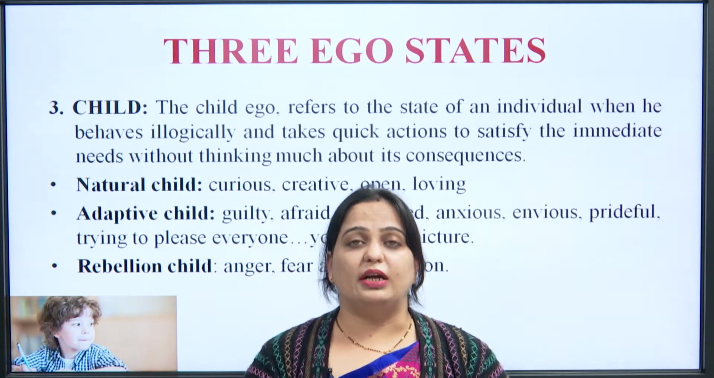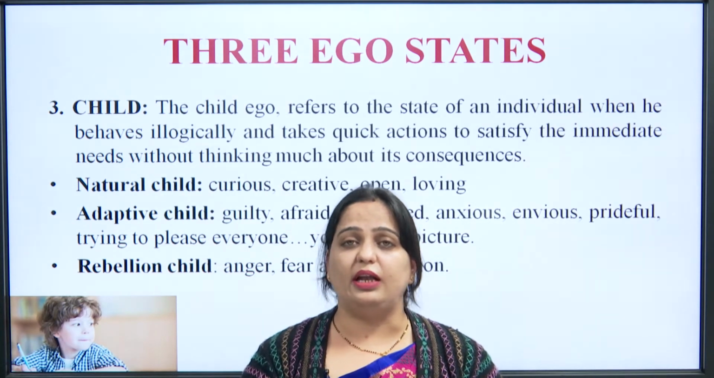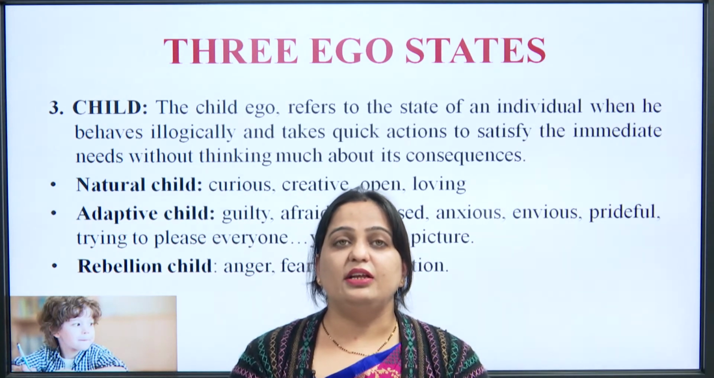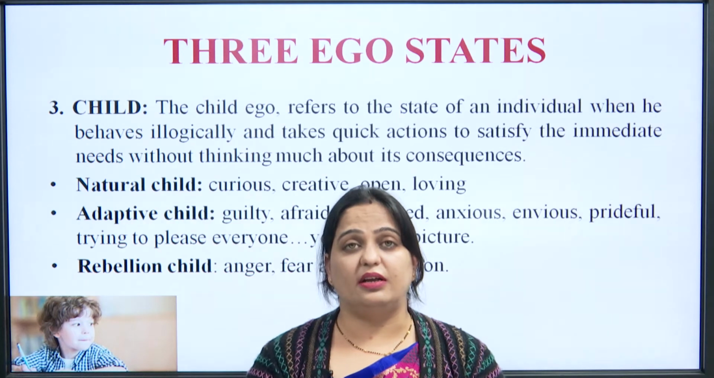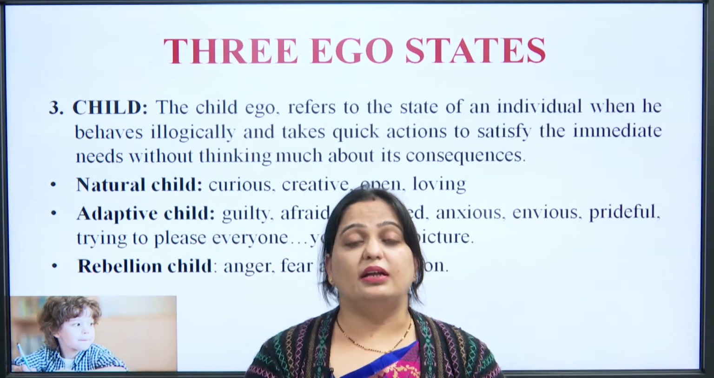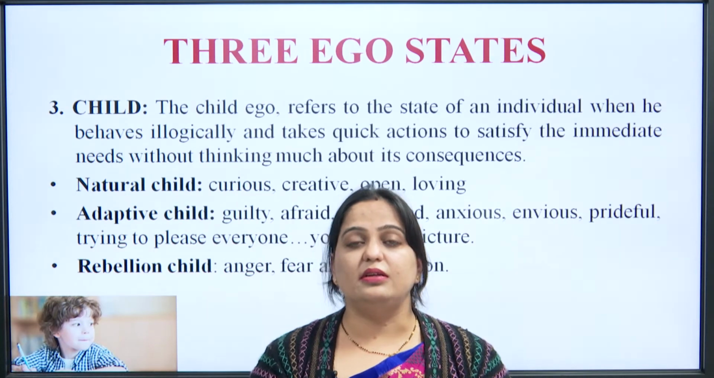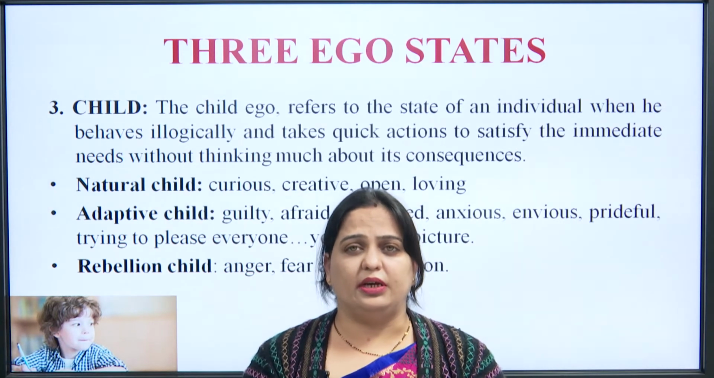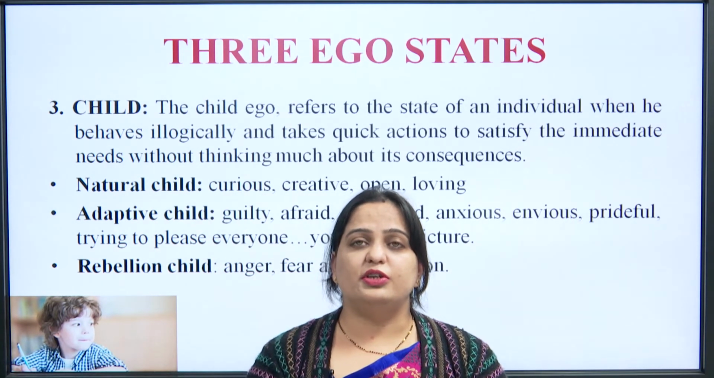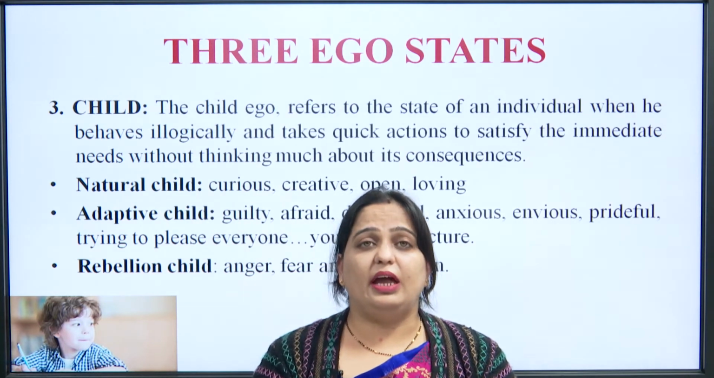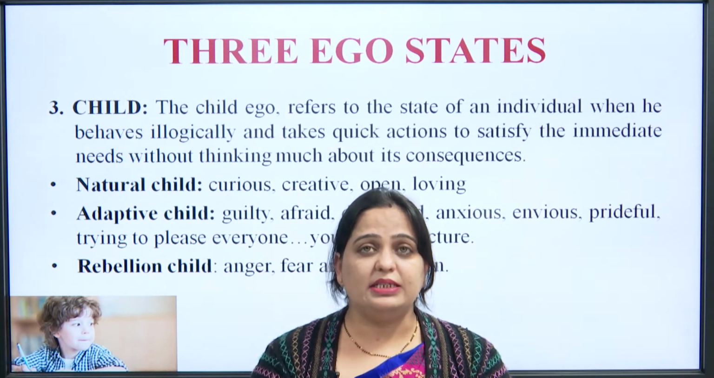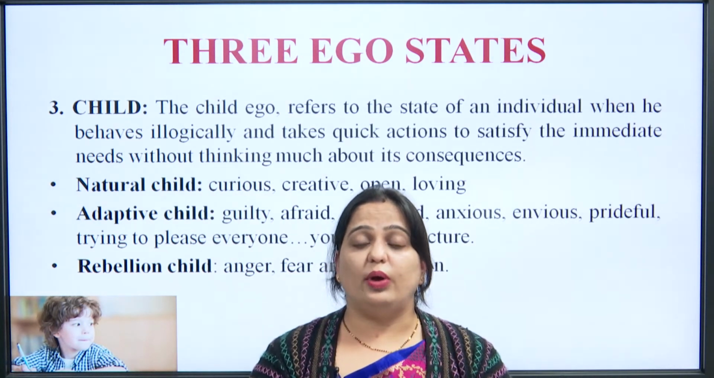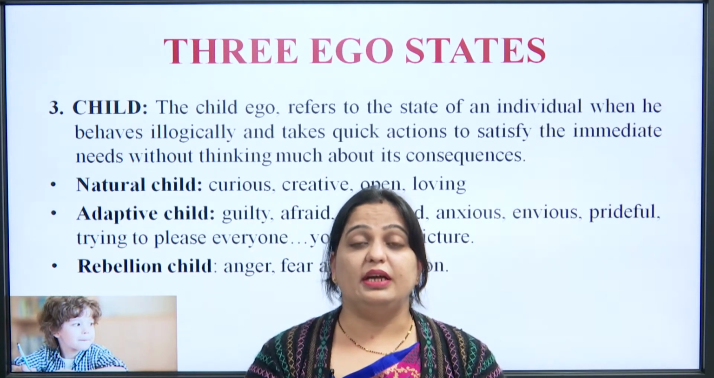Whatever your mindset or condition is, you can behave in any of the ego states while having a conversation with the other person. Now there are three categories in the child ego state. First is the natural child, second is the adaptive child, and third is the rebellious child. The natural child behaves very naturally. The child ego refers to the state of mind when one behaves illogically and takes quick actions. But the natural child is very curious, very creative, very open, and very loving.